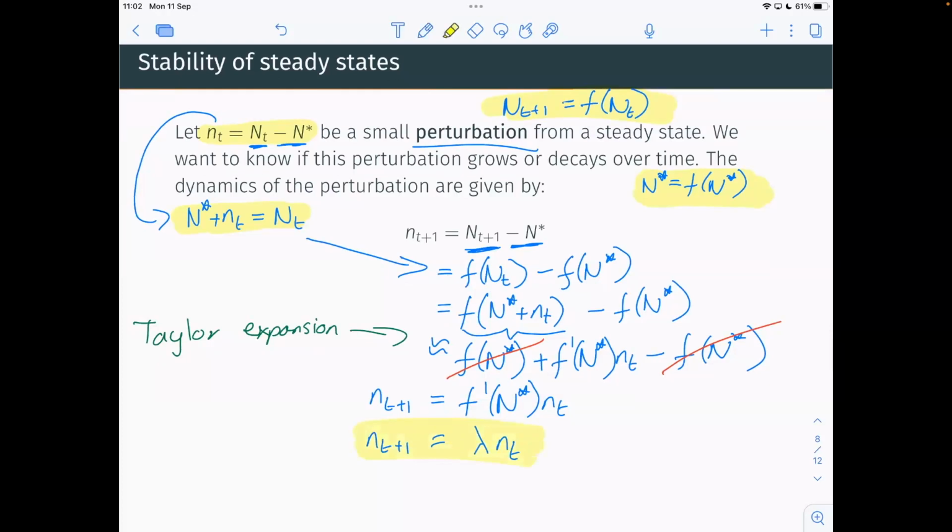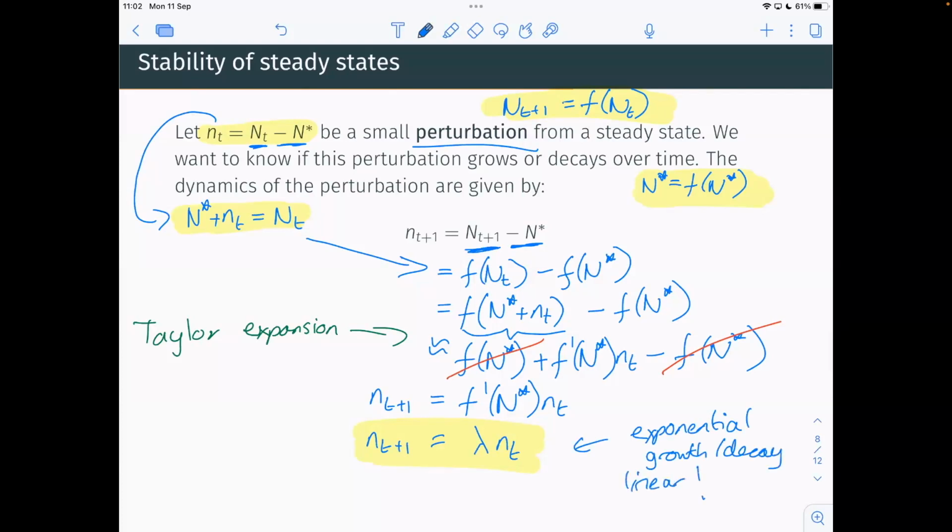Can anyone tell me anything special about what this is? First of all, does it look familiar? Okay, good nods. Can anyone tell me what this was? Yeah, it was the equation for exponential growth, exactly. So exponential growth, and the key thing about exponential growth or decay is that this was linear. Okay, so this is a linear model.